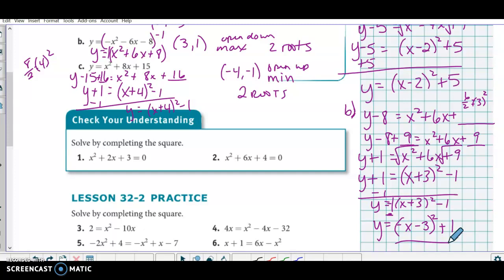And C, y equals x plus 4 quantity squared minus 1. So negative 4, negative 1, opens up, so it's a minimum and it has 2 roots. Please try the check for understanding.